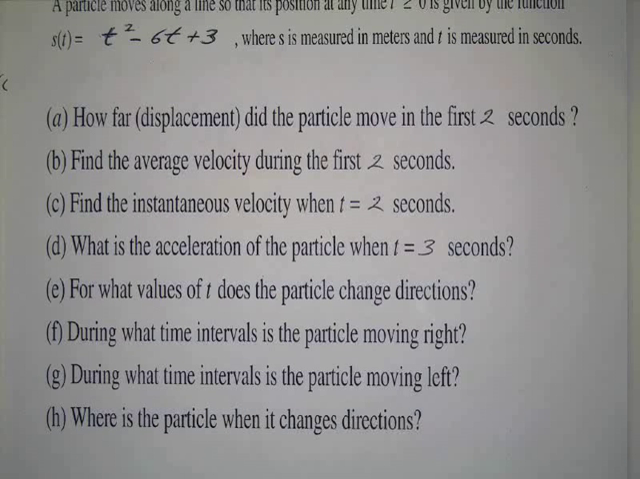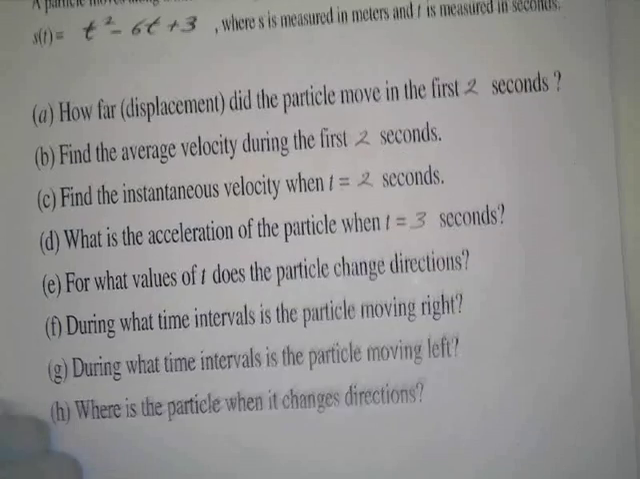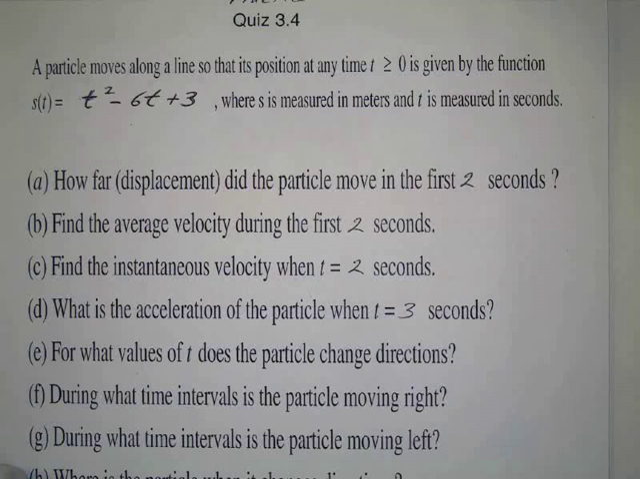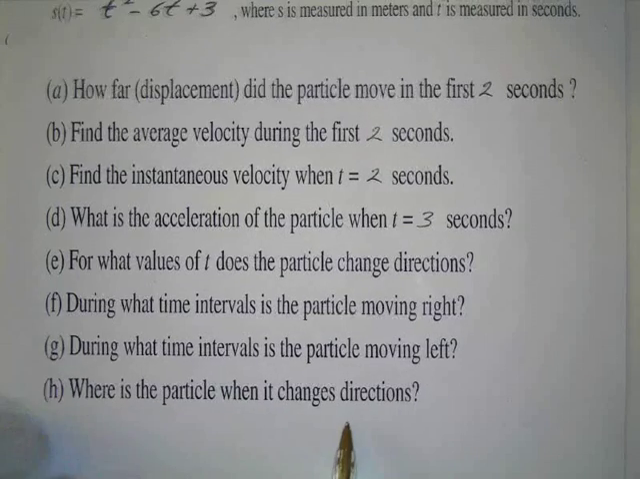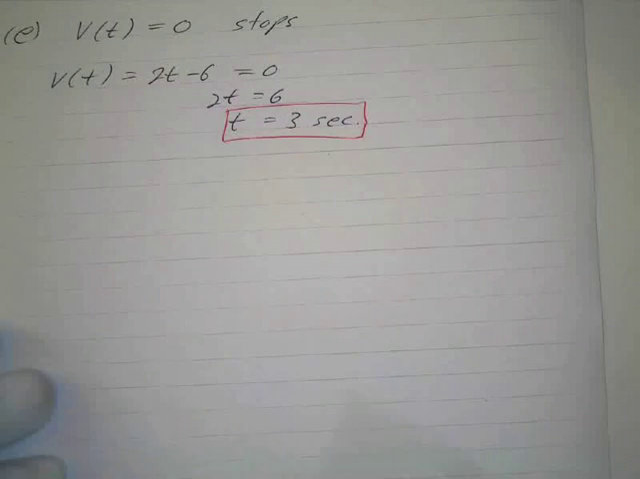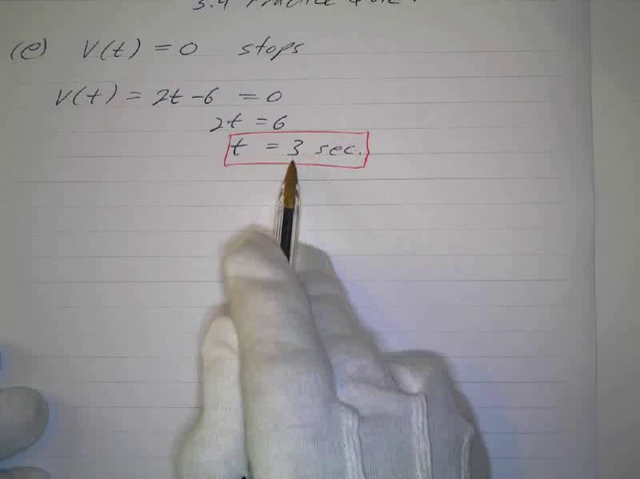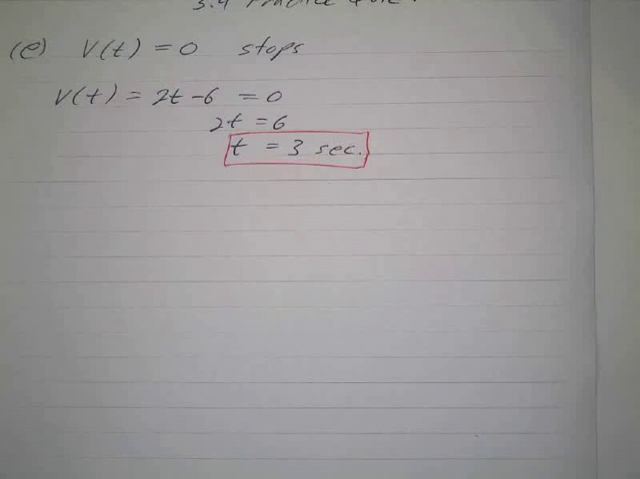Okay, we're continuing the 3.4 practice quiz. And we are on letter F. During what time intervals is the particle moving to the right, to the left, and where is it when it changes directions? Remember, it changes direction when it stops, so we know it changes directions at t equals 3 seconds. Now that's the when.